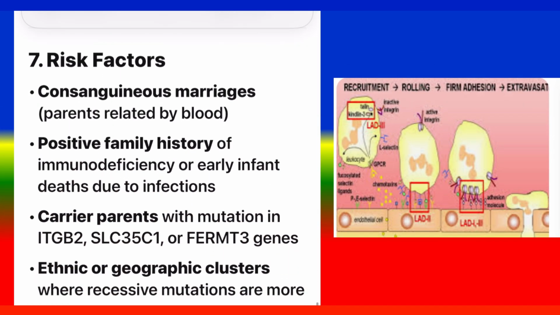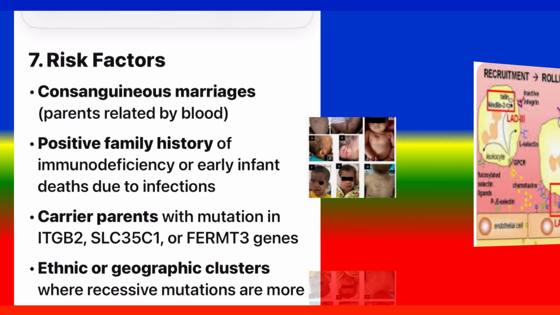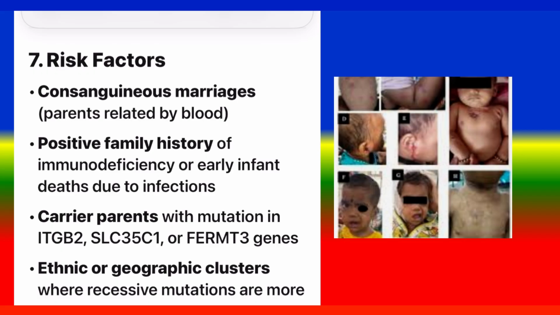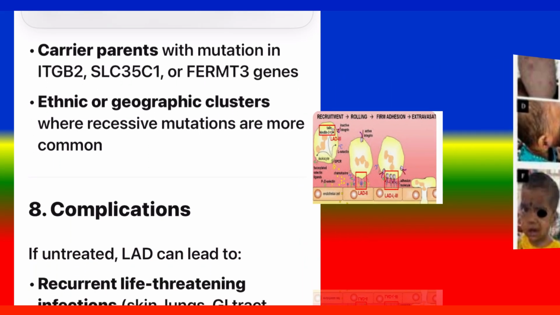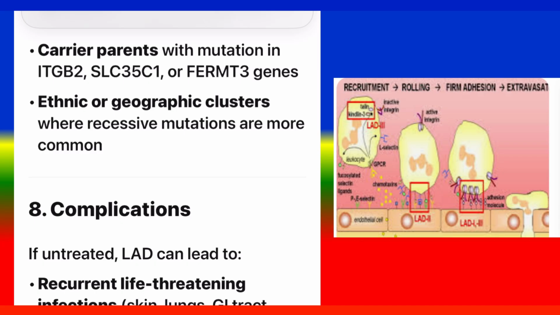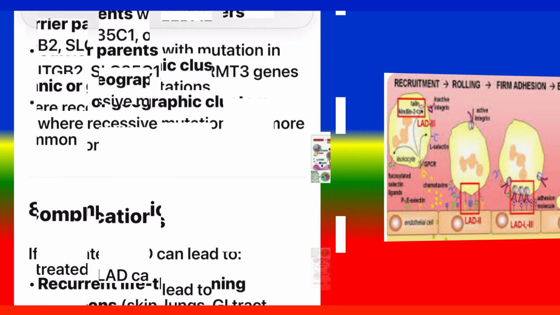Number 7. Risk factors. Consanguineous marriages, parents related by blood, positive family history of immunodeficiency or early infant deaths due to infections, carrier parents with mutation in ITGB2, SLC35C1, or FERMT3 genes, ethnic or geographic clusters where recessive mutations are more common.